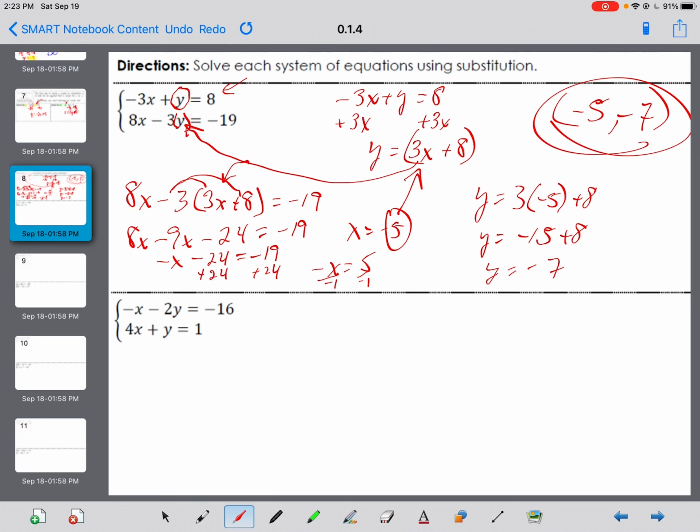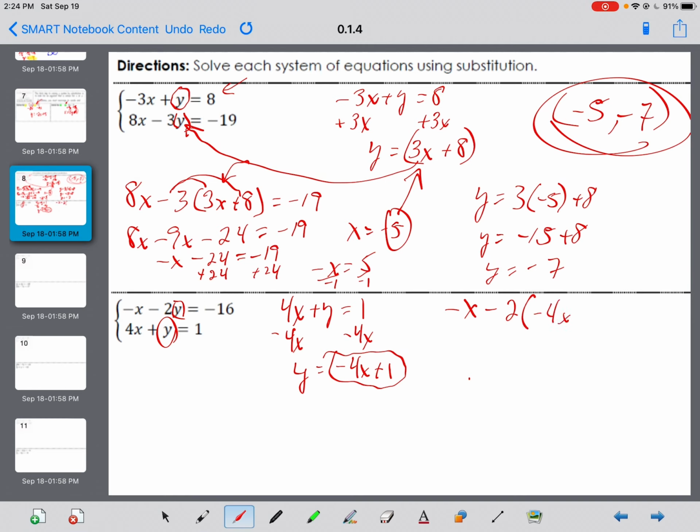All right, let's look. I'm going to pick that because it's 1y by itself and it's already positive. So 4x plus y equals 1 minus 4x. So y equals negative 4x plus 1. This is what I'm going to plug in for y into this equation. So negative x minus 2 times negative 4x plus 1 equals negative 16. I just plugged it in for the y.